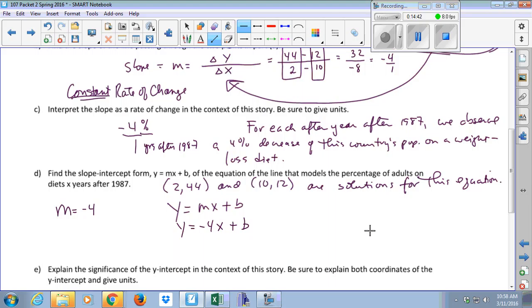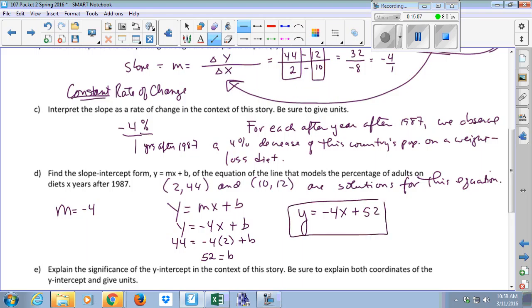So you pick either of these points, it doesn't matter. I'm going to take 44 for y and 2 for x, and now I can solve this equation for b. So I'm going to add 8 to both sides to get b all by itself, and now I know that b is 52. So now I have everything I need to write out my equation in all of its glory.